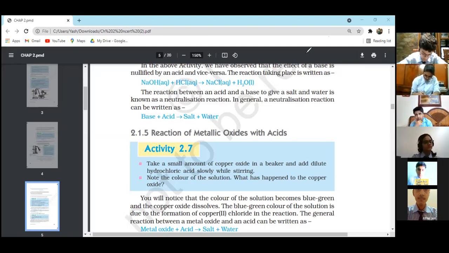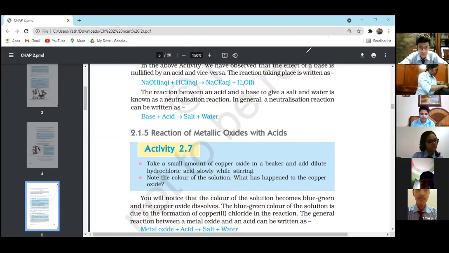Reaction of metallic oxides with acids gives salt plus water. Okay? Salt plus water. Now this salt and water is there. What is given in the activity? Anyone? Sanvi? Lavya Jain? What are we asked to do in this activity?